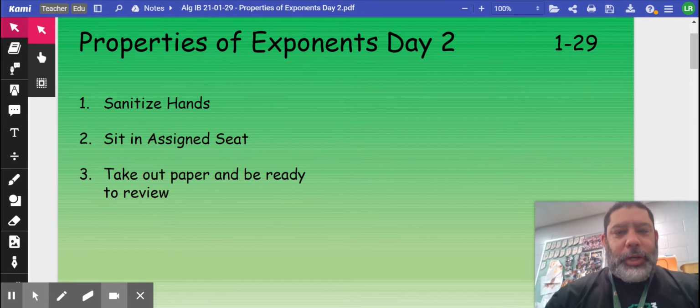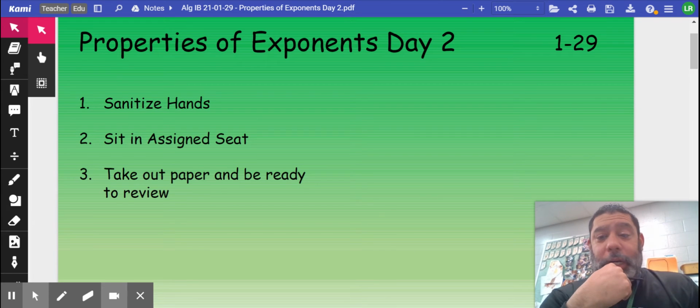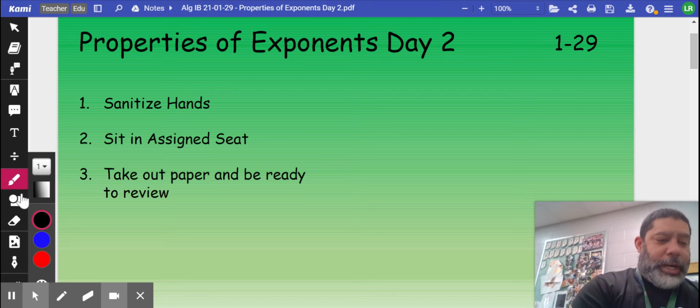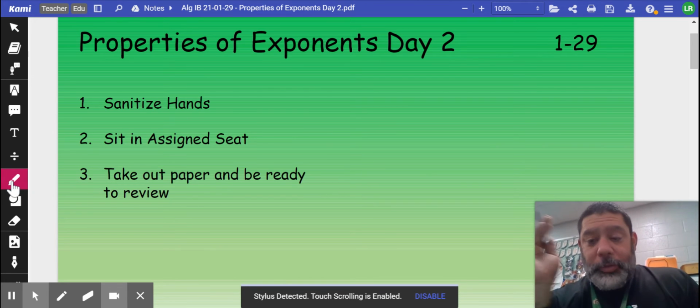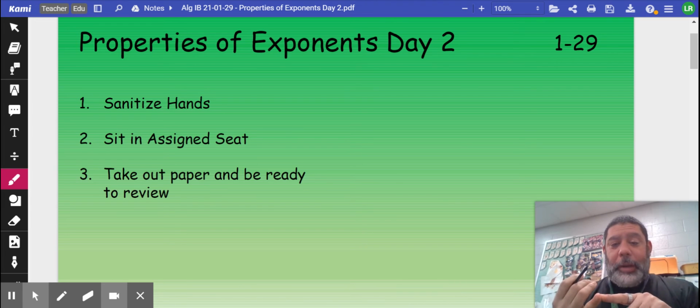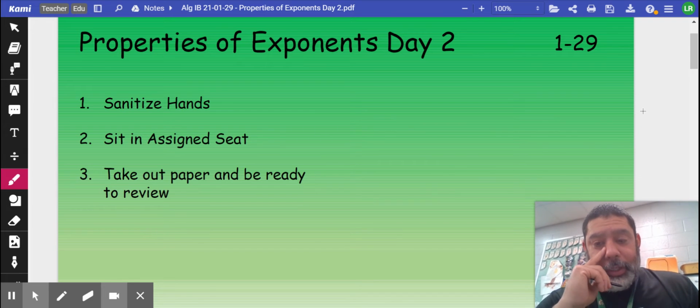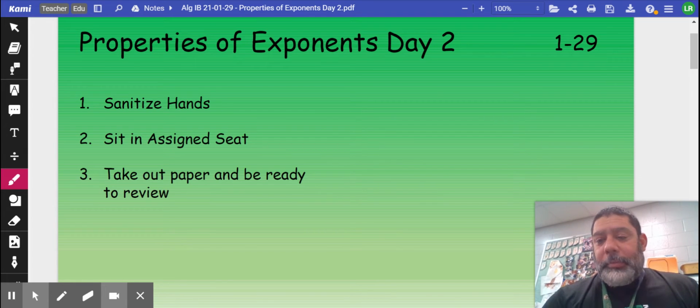Hello. We're going to be doing a little review over the properties of exponents that we learned yesterday, and let's just go ahead and get started. You will see each type: multiplication property, division property, power property of exponents. One thing to keep in mind is the rules, and I'll go over them as we hit each problem.